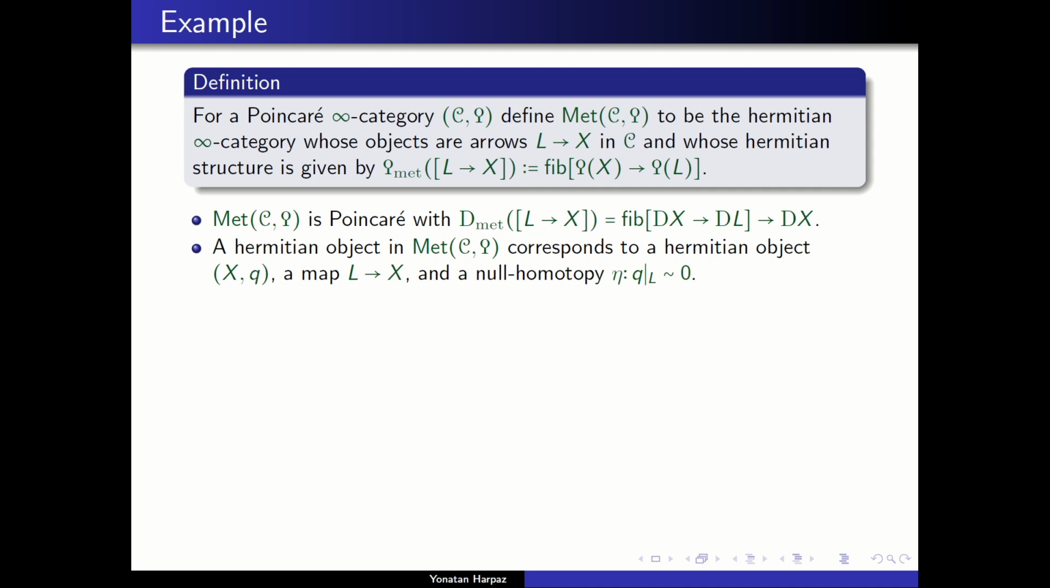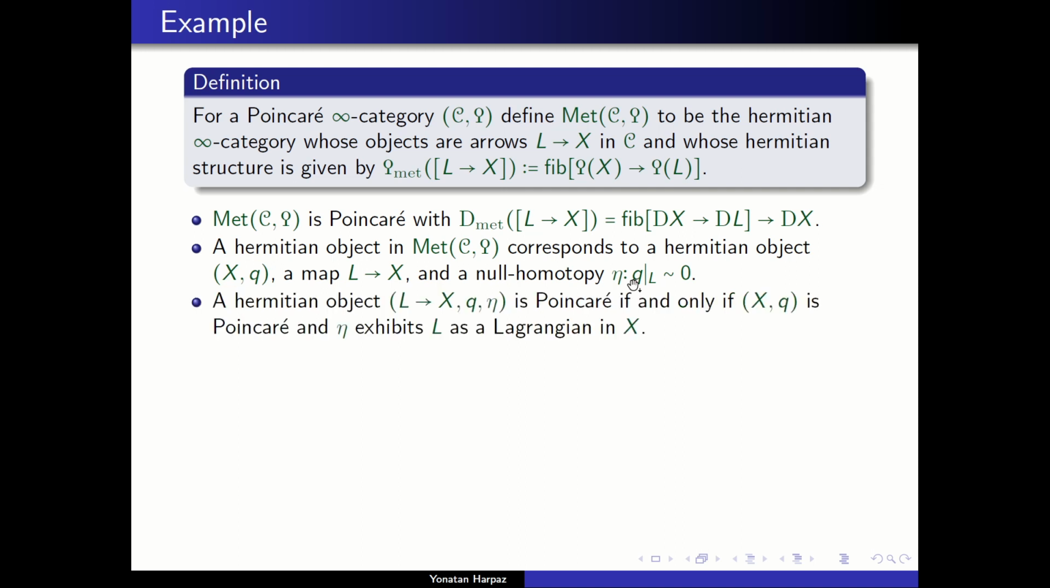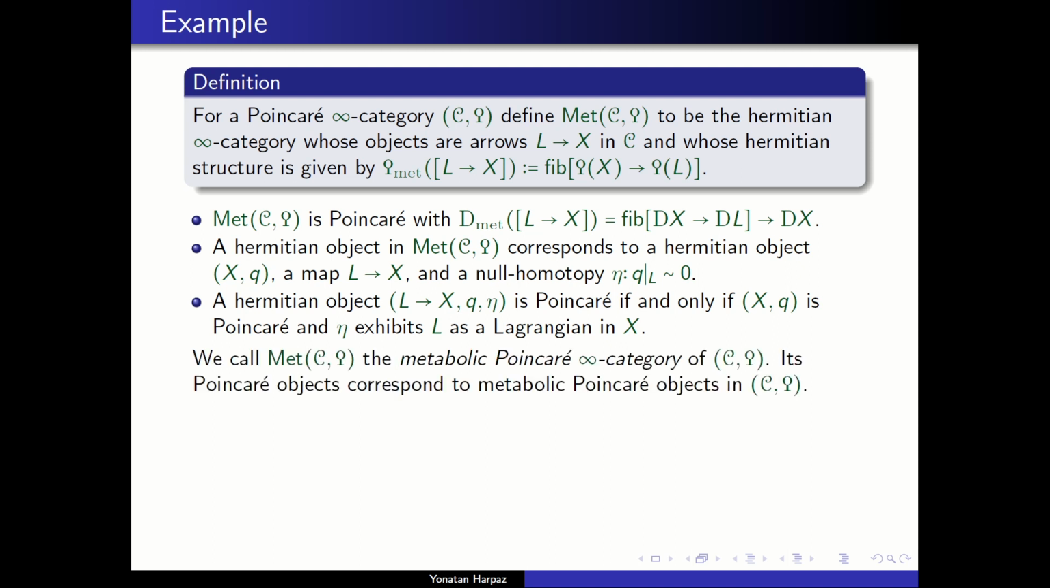A Hermitian object in Met(C, Φ) then corresponds to a Hermitian object (X, q), a map from L to X, and a null homotopy η of the restriction of q to L. Such a Hermitian object is Poincaré if and only if (X, q) is Poincaré and η exhibits L as a Lagrangian in X. We call Met(C, Φ) the metabolic Poincaré ∞-category of (C, Φ). Its Poincaré objects correspond to metabolic Poincaré objects in (C, Φ), or more precisely, metabolic Poincaré objects in (C, Φ) equipped with a prescribed Lagrangian.